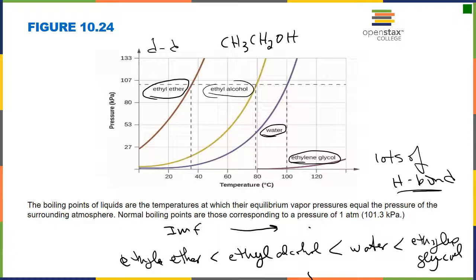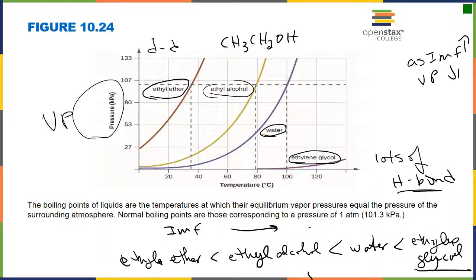So what effect does this have on its vapor pressure? Well, remember here, as IMFs go up, our vapor pressure is going to go down. And we can see this on our curve. On our curve, if we have our vapor pressure over here, and we have our temperature here, the molecule with the lowest vapor pressure or requires the most heat to evaporate it or boil it is ethylene glycol. The one with the highest vapor pressure, the most volatile, is ethyl ether up here, which is going to have a boiling point somewhere around 35 degrees Celsius at 1 atm.